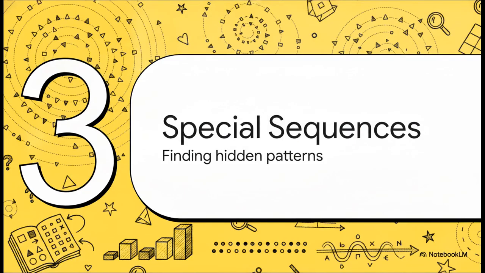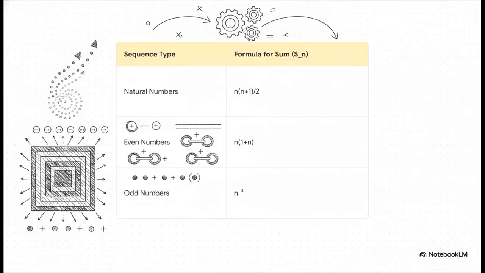All right, section 3, special number sequences. Math is all about patterns, and arithmetic progressions help us unlock some really beautiful ones. Just look at these beautifully simple rules that pop out. For the first n natural numbers, the sum is n times (n plus 1) over 2. For even numbers, it simplifies straight down to n times (1 plus n). And my absolute favorite, the sum of the first n odd numbers is just n squared. Honestly, isn't that a wonderful pattern?